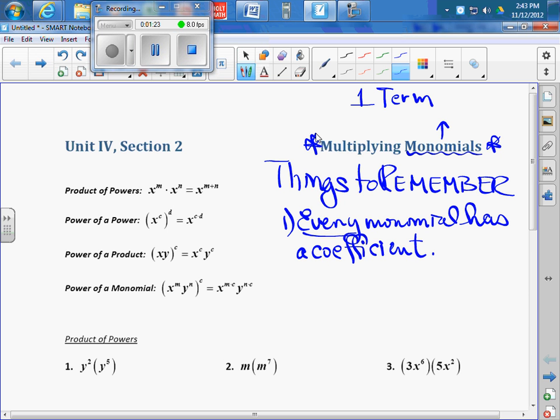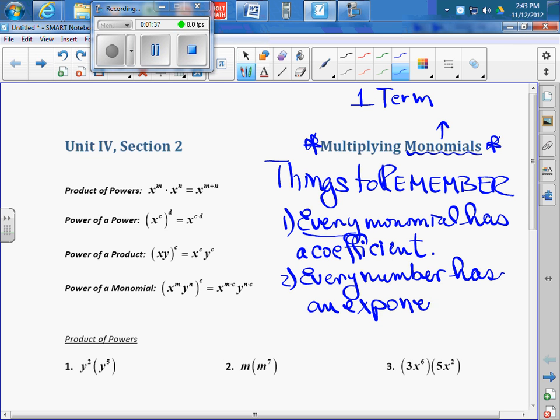The other thing I want you to keep in mind is that every number has an exponent. And if an exponent is not visible, what is it? Right, the exponent would be 1. Now, these four rules over here on the left side are important, but I'm going to see if we can simplify this a little bit.